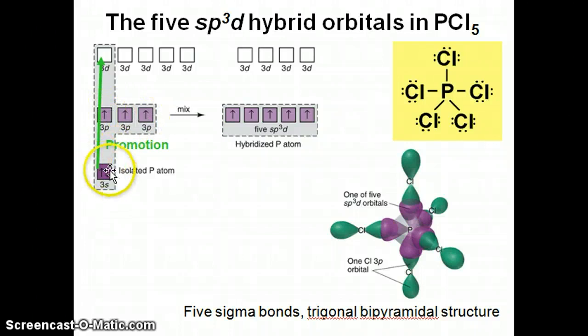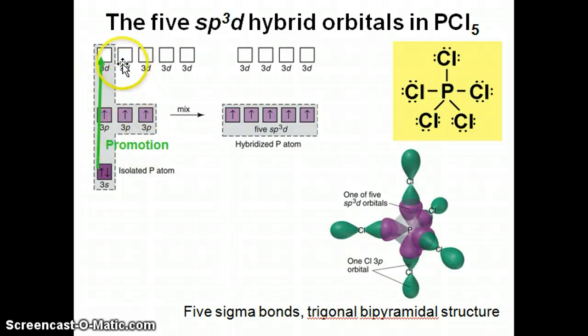But if you were to promote this not to the p orbital but to the d orbital, right? Because if you were to promote it to the p, then you're still going to be left with only 3 electrons. So you have to promote this in such a way that you actually get all the bonds that you observe in the molecule. In this case we have 5 bonds, so we need 5 single electrons. So we took this s orbital electron and promoted it all the way up to the 3d orbital, and now we have 1 electron in s, 3 electrons in p, and 1 electron in d.